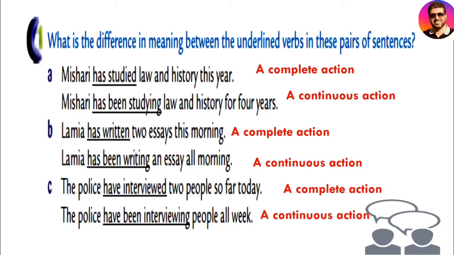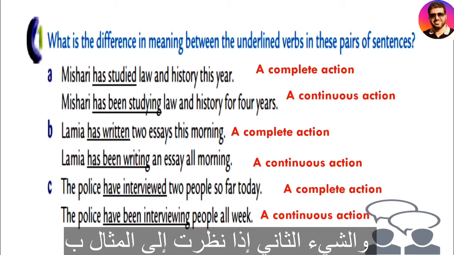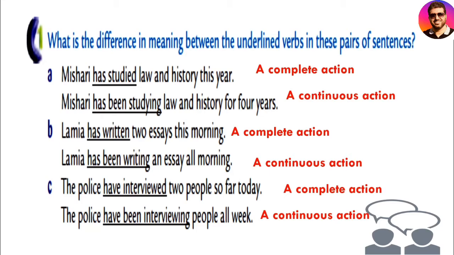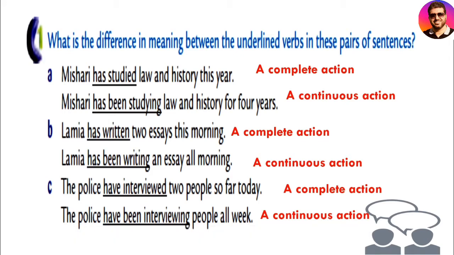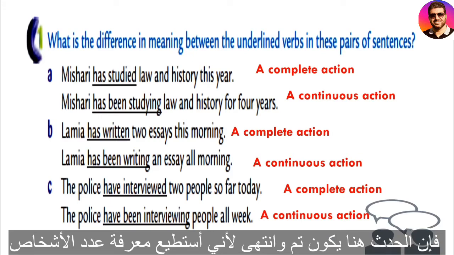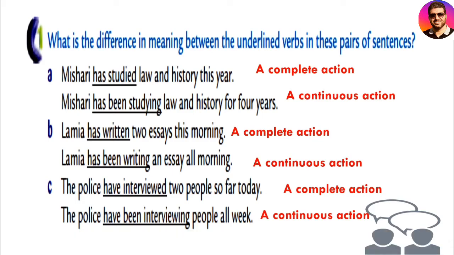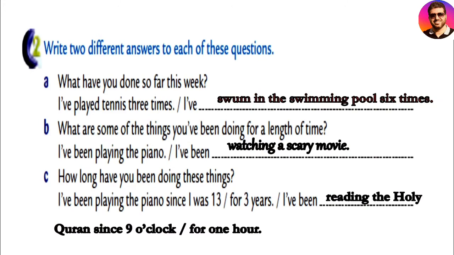It's a long time. The second thing, if you look at example B, you have 2 essays. 2 is what? 2 is a number. So when you have a number, 2 essays, and in C, 2 people, this is a complete action. It is finished because I have the number of the people or the things finished. So this would be present perfect.